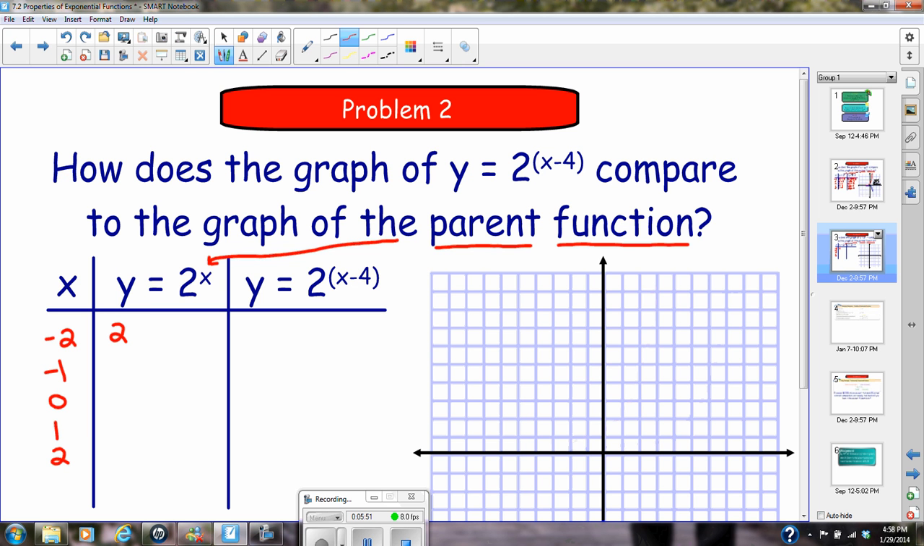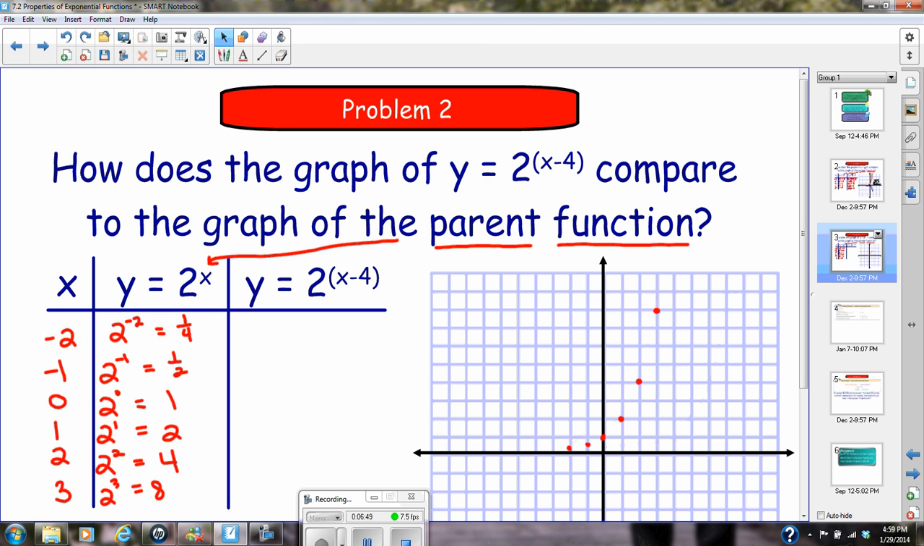So I have 2 to the -2 power, which is 1/4. 2 to the -1 power is 1/2. 2 to the 0 power is 1. 2 to the first is 2. 2 to the second is 4. Before we go any further, let's graph those this time. So -2, 1/4 right here. -1, 1/2. 0, 1. 1, 2. 2, 4. Let's go one more. Maybe if I have 3, 2 to the 3rd power is 8. So 3, 8. Okay, so there's the graph of our parent function.